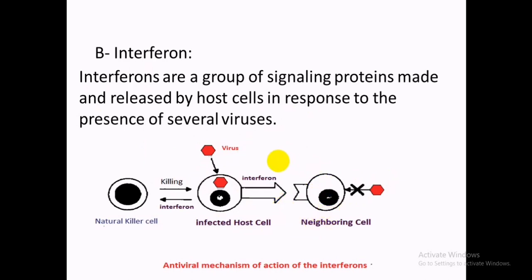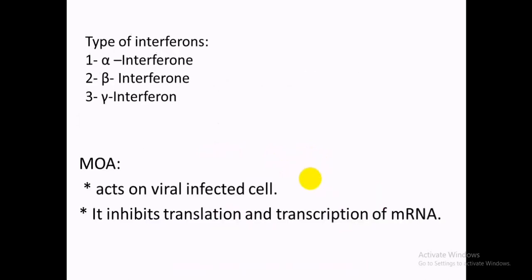Interferons can be divided into 3 types depending on the site of secretion: alpha interferon secreted by human leukocytes, beta interferon secreted by human fibroblasts, while gamma interferon secreted by lymphoid cells.